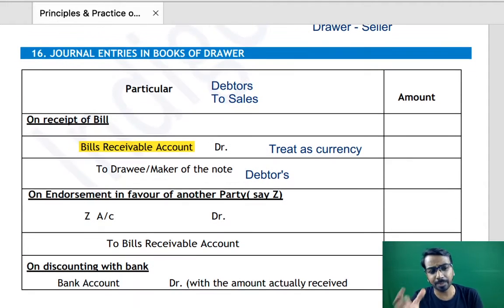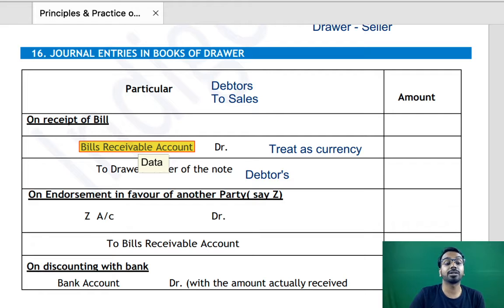Then sometimes what may happen is, instead of waiting for a period, see this bills receivable will come for a specified period. Let's say it comes for a 3-month period.